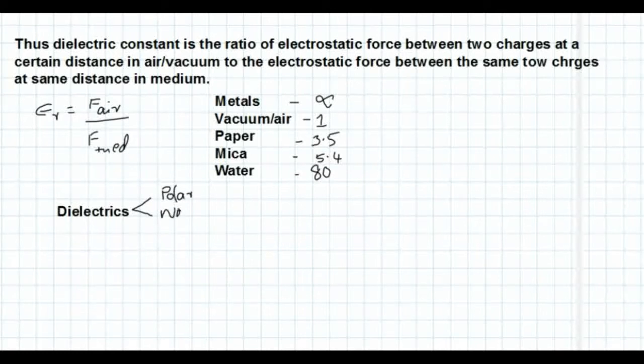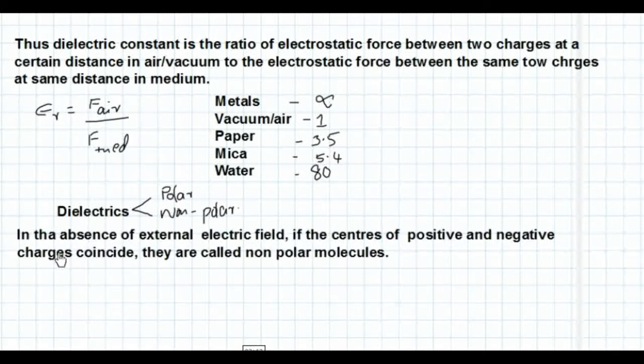Then generally, dielectrics are divided into two, polar and non-polar. So what are polar and non-polar dielectrics? First, we will discuss a non-polar dielectric. In the absence of an electric field, if the centers of positive and negative charges coincide, then they are called non-polar molecules. So what is the meaning of these centers of positive and negative charges? You know, in the case of an atom, at the center there is a nucleus, and the charge of the nucleus is positive.